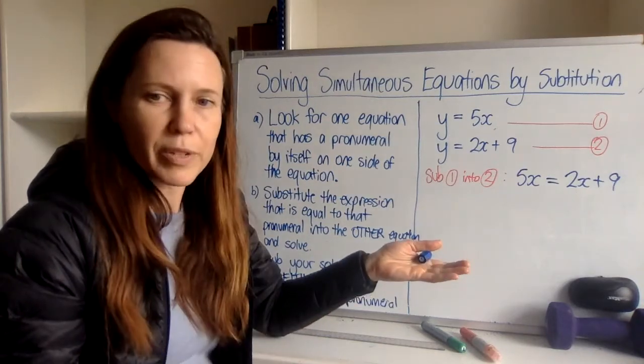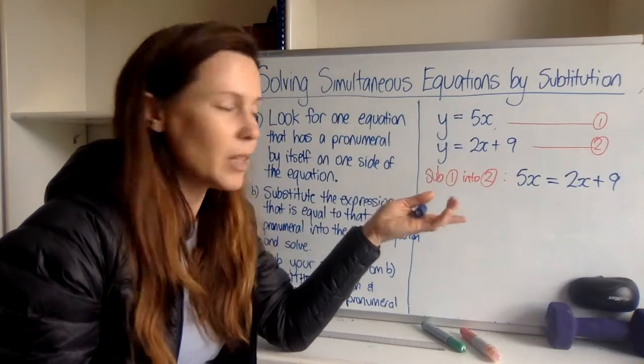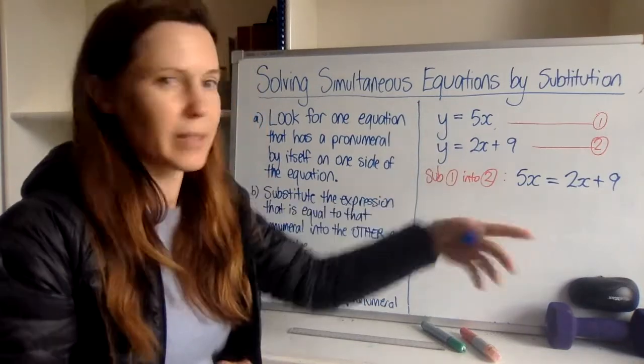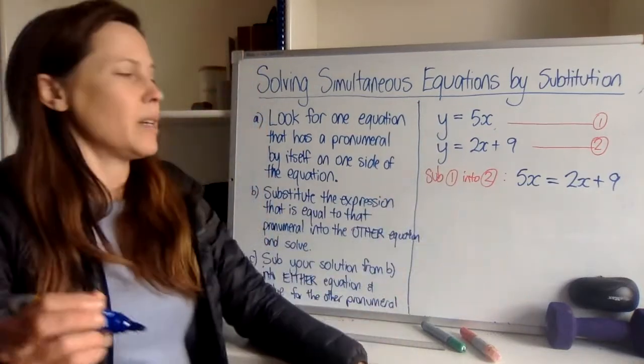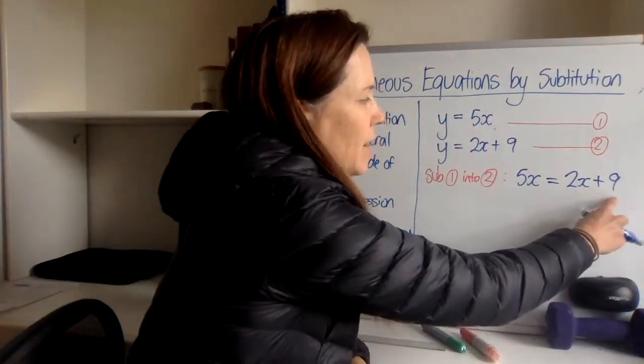All right, what have we done now? Well, we've actually eliminated the y. There's no more y's in this equation. So now we can actually solve this for x and see what x has to be, and there's only going to be one answer. All right, we've got x's on both sides and numbers on this side.